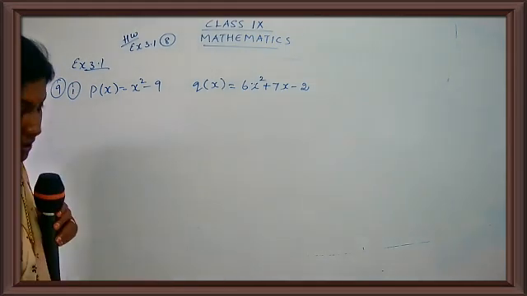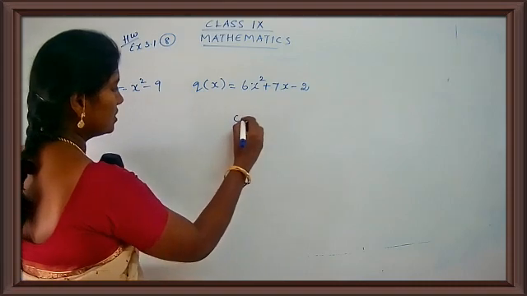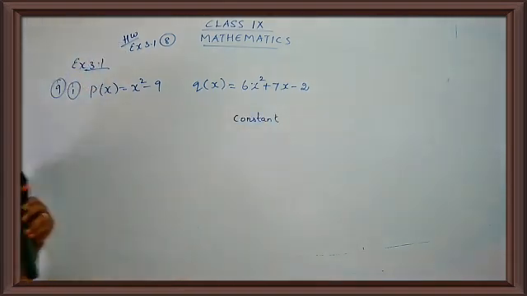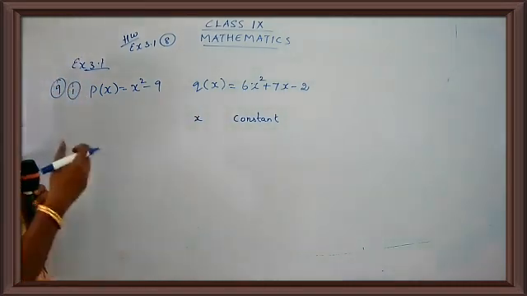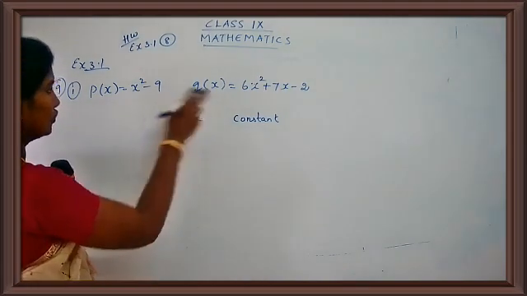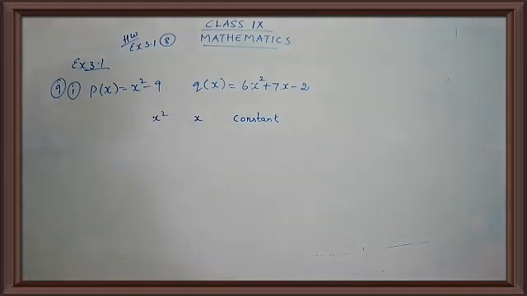What do you have here? You have constants. These numbers are called constants. So you have the constant first of all. Then you have x, and also you have x square. Just give proper spacing between the numbers so that the calculation becomes easier for us. So you have constant, x and x square.